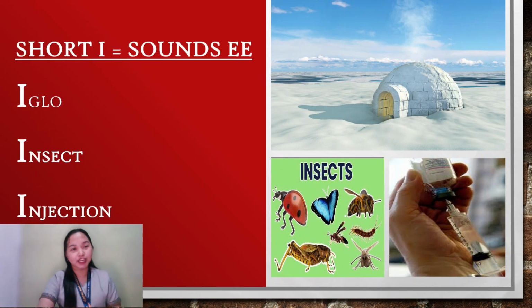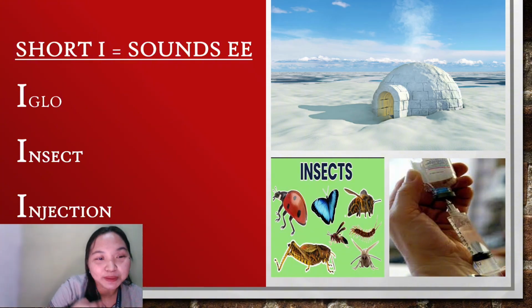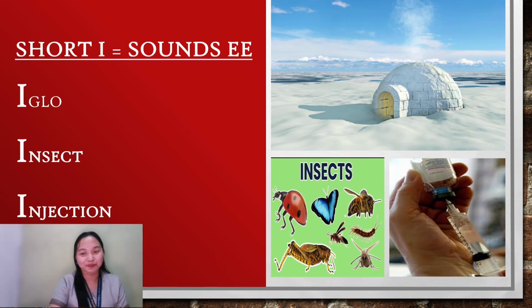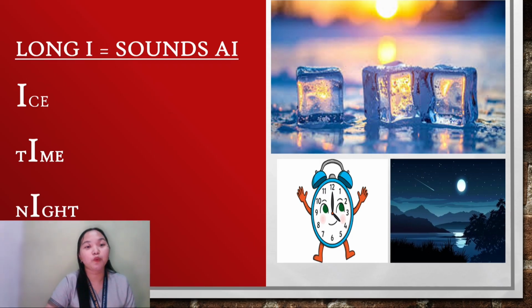Okay, so the examples for the short I sound are igloo, igloo. Okay, very good. The second one is insect, insect. And the last one is injection, injection. As you can see in my mouth, I said injection, injection. Okay, did you follow me? Okay, thank you.